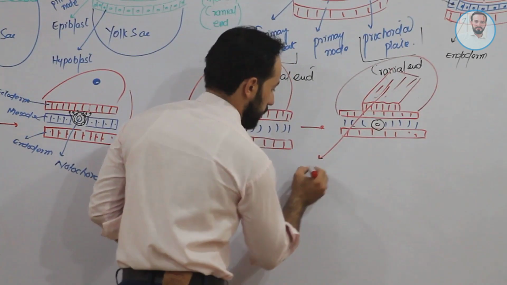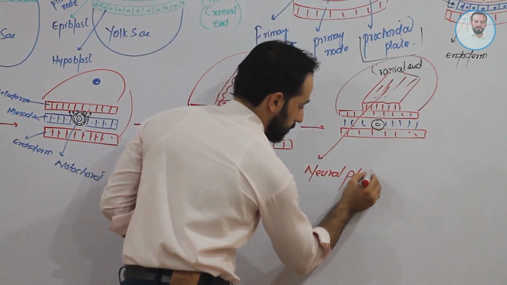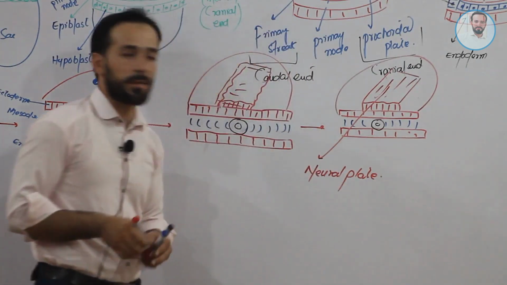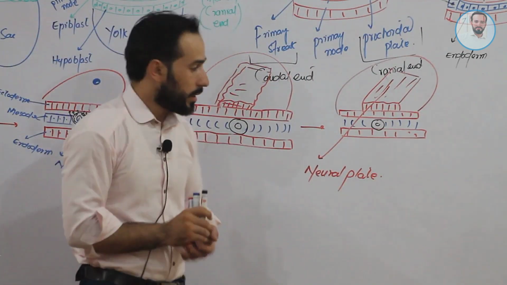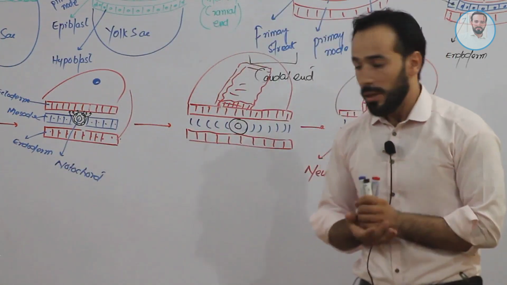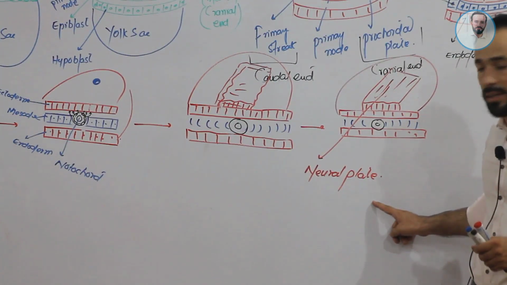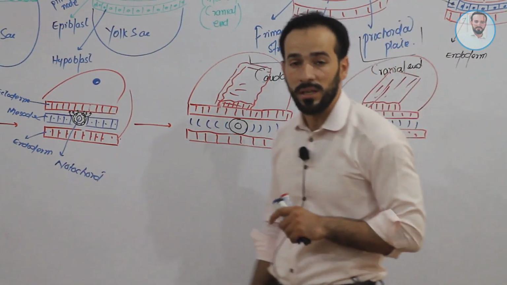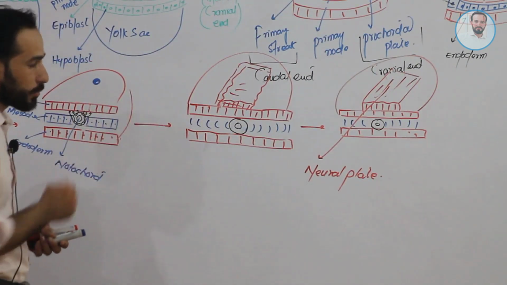This thick point is called the neural plate. This thick point is called the neural plate. Now remember, friends, the neural tube which will make our nervous system, that tube develops from this neural plate, right? That tube will develop from this neural plate. Clear? Okay. Let's move forward.